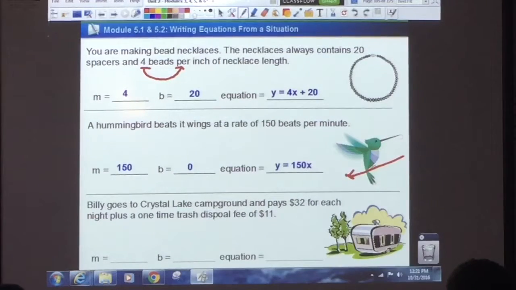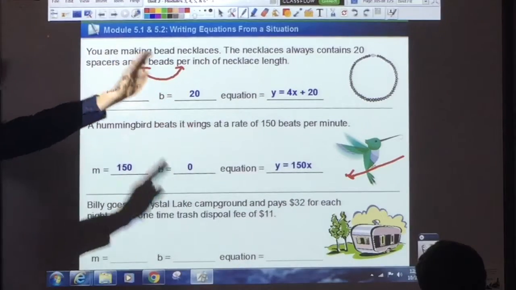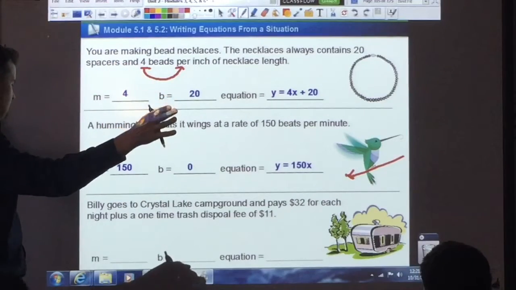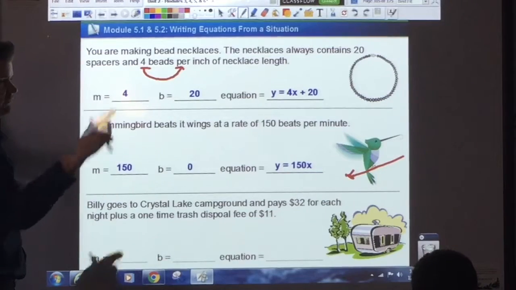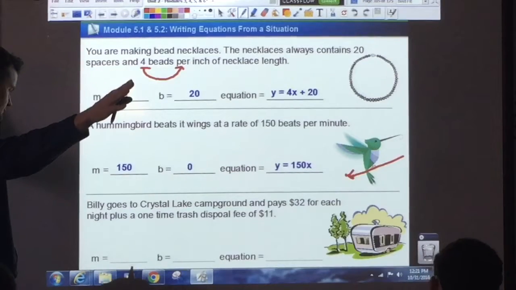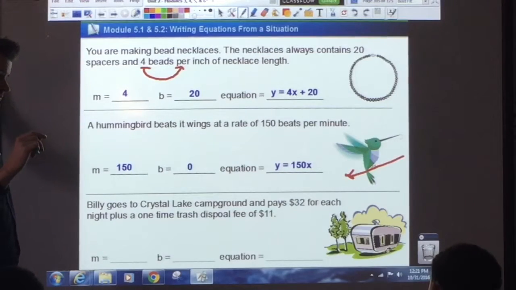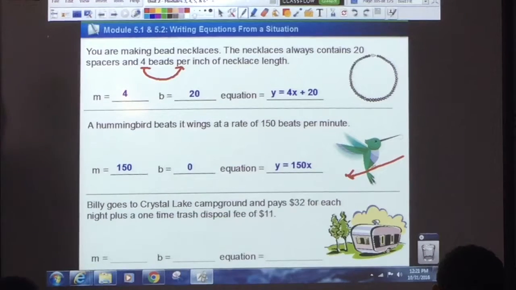Colton! The last one. Billy goes to Crystal Lake Campground. He pays $32 for each night, plus a one-time trash disposal fee of $11. What's your slope? What's your y-intercept? What's your equation? Tell me now. The slope is 11, the y-intercept is 32, and the equation is y equals 11x plus 32. Okay, let's pause. Read me the scenario. Billy goes to Crystal Lake Campground and pays $32 for each night, plus a one-time trash disposal fee of $11.